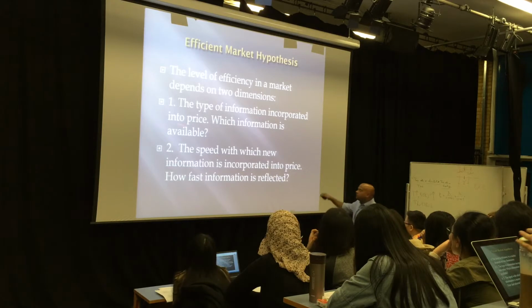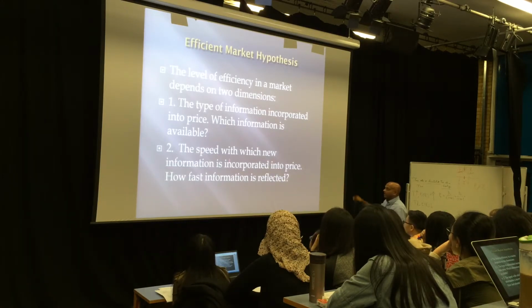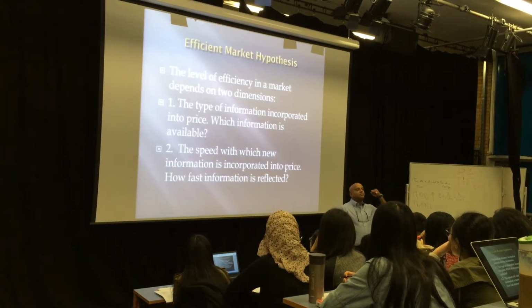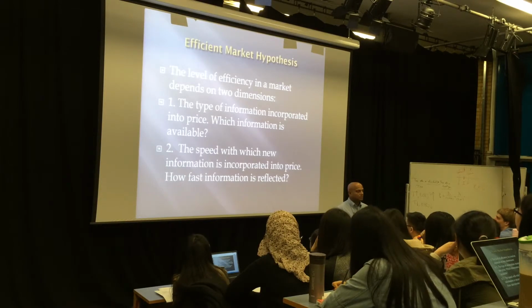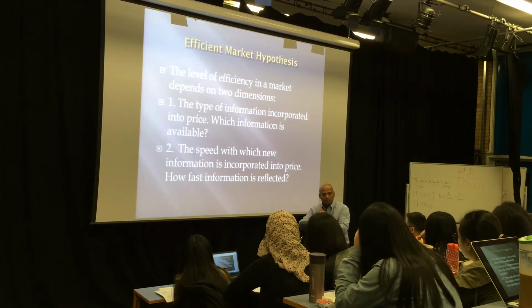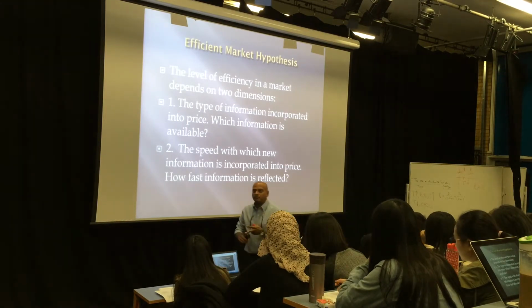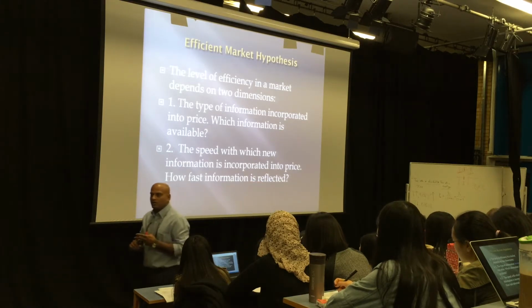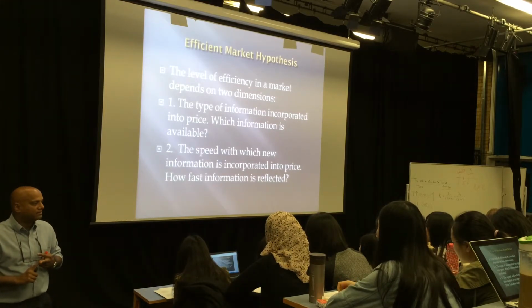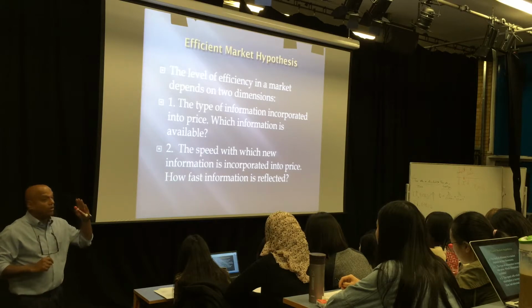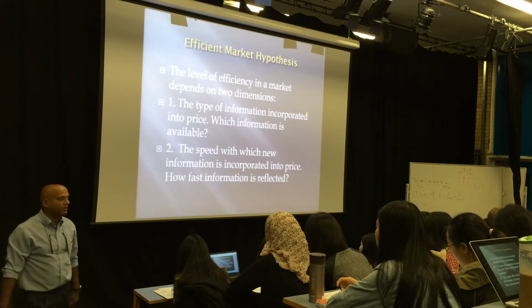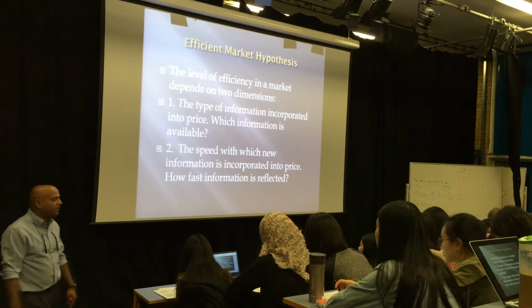Which information is available? And the speed at which the new information is incorporated into price. That's important. How fast information is reflected. Say something important comes through. How quickly does the market react to that? Which information is important and how fast does the market adjust to that? That's the core of the efficient market. Which information is important to which stocks, and how fast does the market react to that? Not all information is important, but for the important information, the market reacts very quickly. The adjustment takes place very quickly. The turnover rate is so high, the adjustment takes place very quickly.